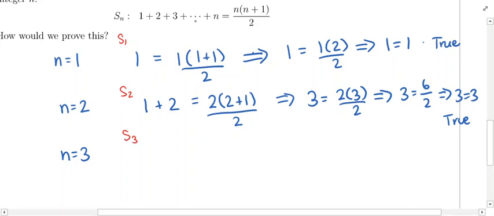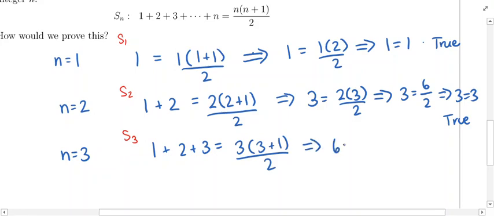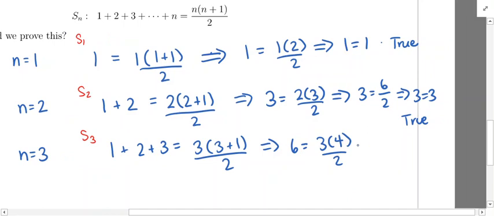On the left side, I would add 1 plus every positive integer all the way up until n, which is 3. So I'd be adding 1, 2, and 3 here. Is that equal to this right side? Replace n with 3. So is that equal to 3 times 3 plus 1 over 2? If I simplify both sides, 1 plus 2 plus 3 is 6. Is that equal to 3 times 4 divided by 2? Well, yes, if you simplify, this is going to be 6 is equal to 12 divided by 2. So 6 is equal to 6, which is true. And you could keep going.